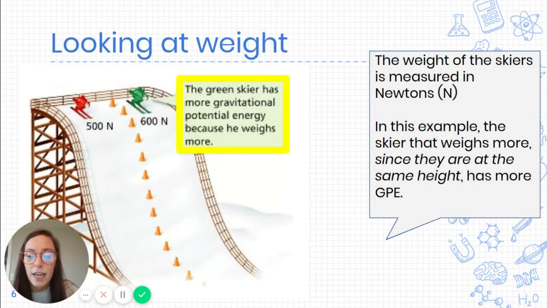But when they're at the same height, we have to look at the weight. So again, the green skier weighs more. They're at the same height, which means that the green skier would have more gravitational potential energy.